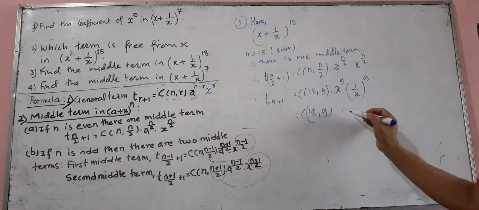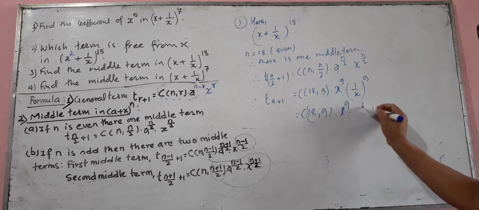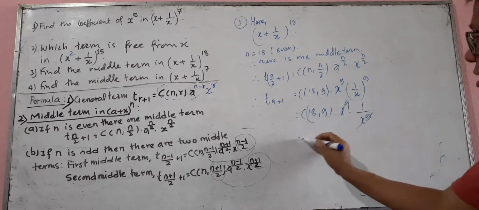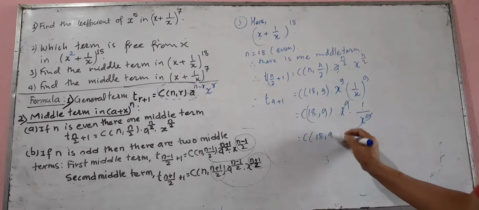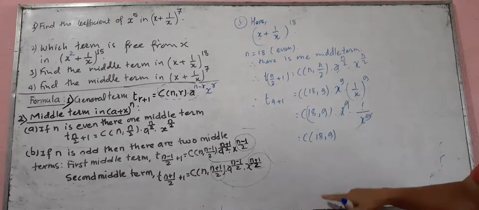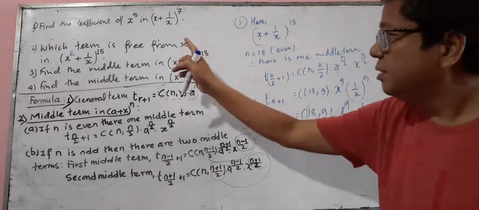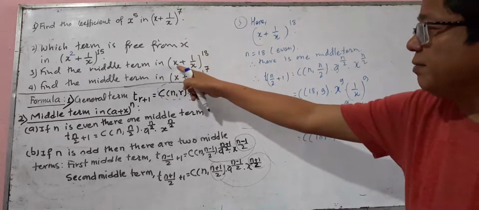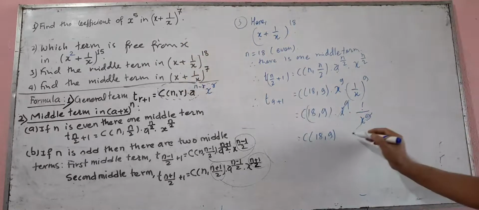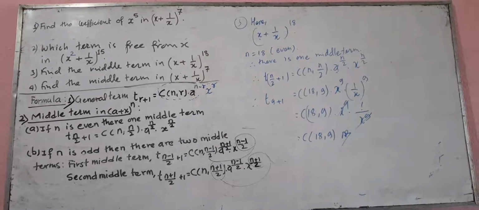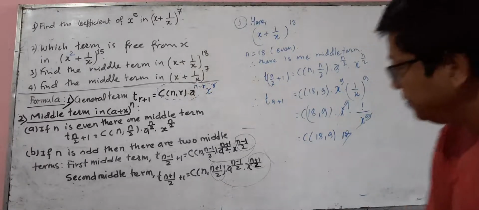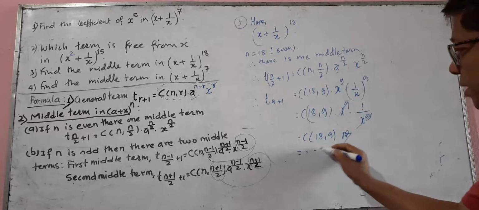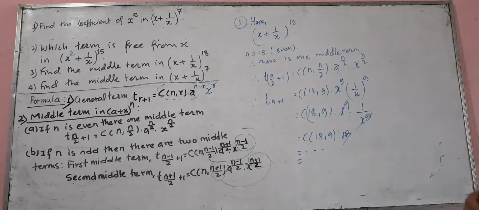Now x to the power 9, you just write like this. 1 power 9 is 1, x power 9 is x9. And these two cancel out and we get C(18, 9). This is the middle term of the binomial (x plus 1 by x) whole power 18. This is the answer. Okay, you can expand it and find. And this is left as an exercise.